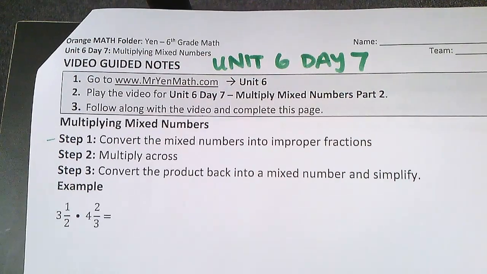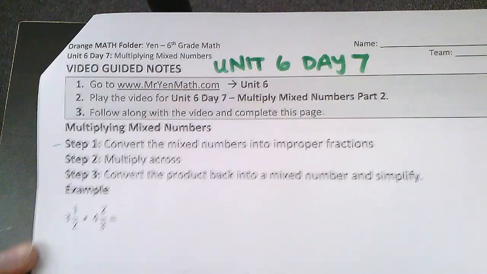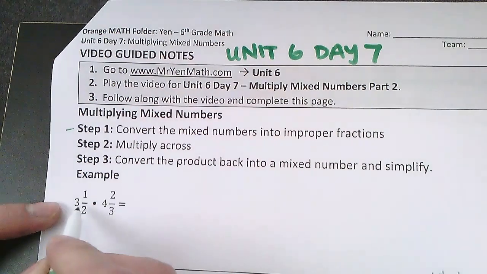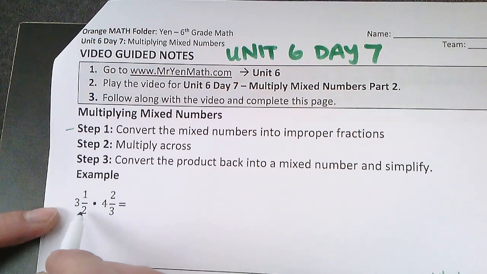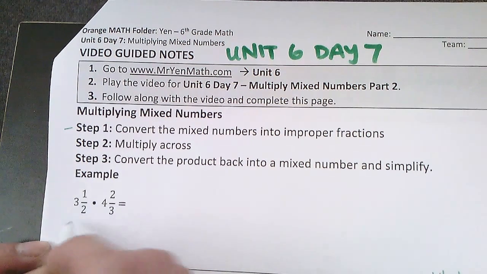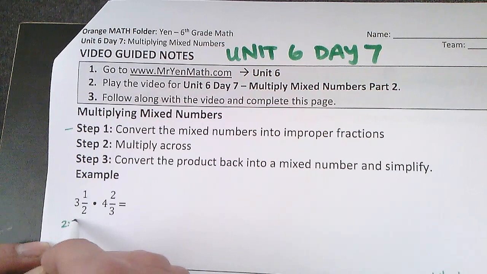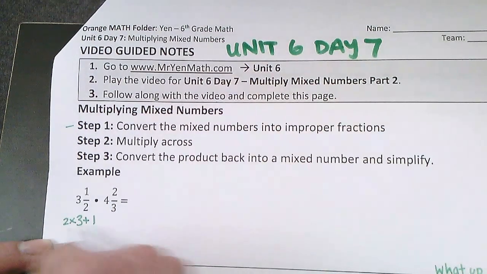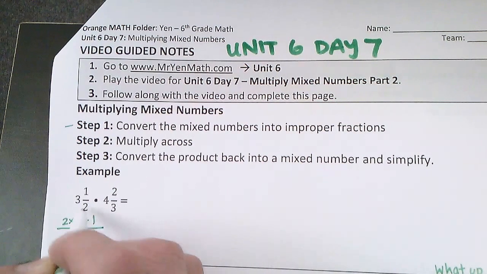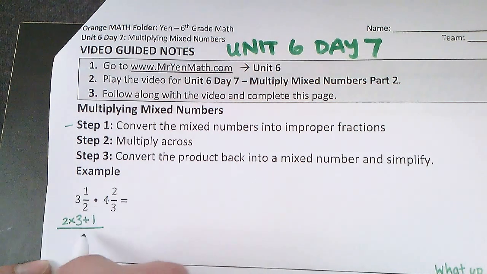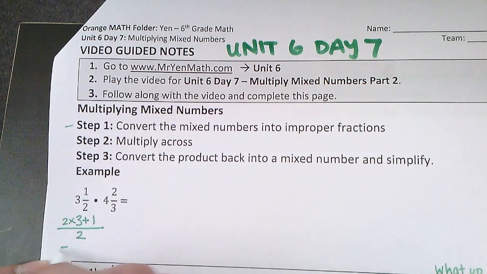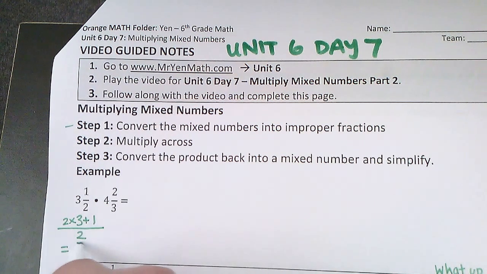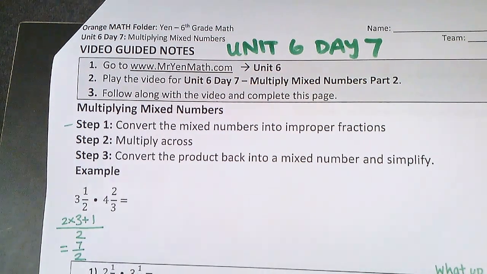Remember, an improper fraction is when the numerator is bigger than the denominator. So for 3 1/2, we'll multiply the denominator 2 times 3 and add it to the numerator, which is 1 plus 1. All of that over this denominator here, which is 2. That equals 2 times 3 is 6. 6 plus 1 is 7, so it's 7 over 2.